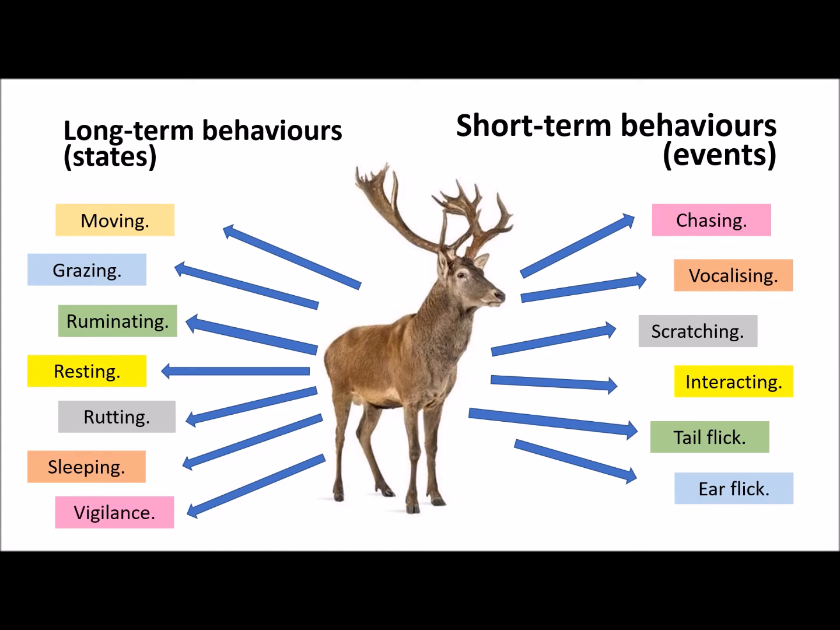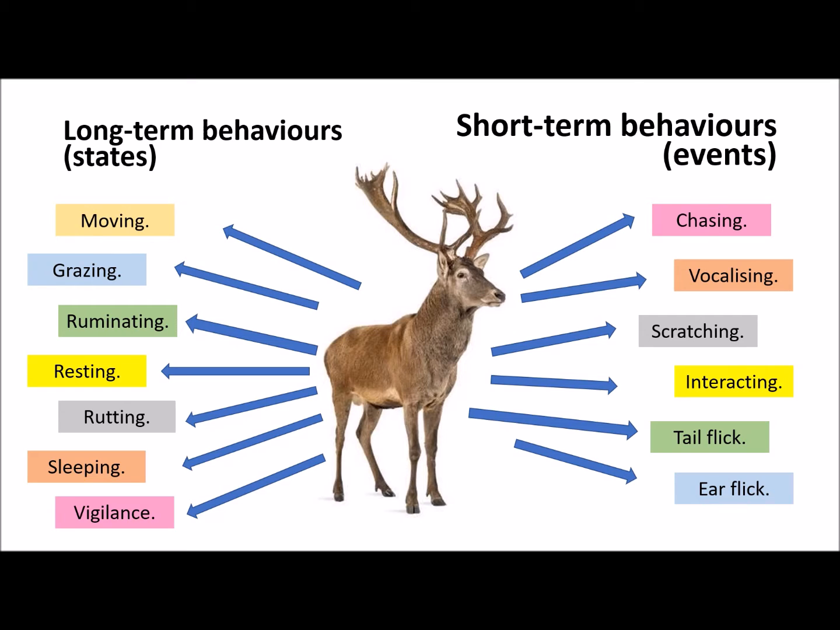We always categorize our behaviors into long-term actions that we call states and short-term behaviors that we call events. And animals perform a range of these different types of behaviors throughout the course of their regular circadian rhythms. If I stick with the example of the red deer stag, state behaviors or long-term behaviors could be moving, grazing, ruminating, so that's chewing the cud, resting, rutting, which is the courtship behavior, sleeping and being vigilant. These are long-term behaviors because they take up a large proportion of the animal's time.